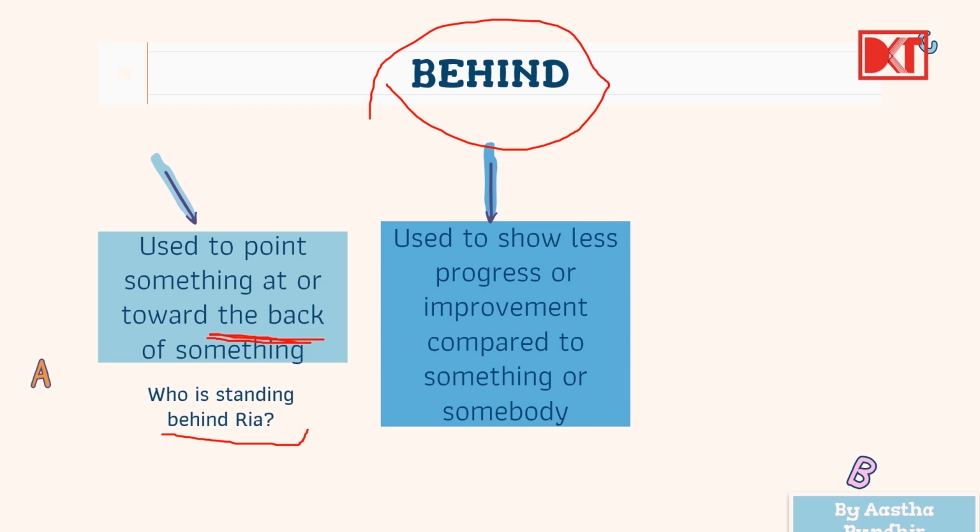Then, used to show less progress. Important is less progress. Less progress or improvement compared to something or somebody. कंपेयर कर रहे हैं और हम बता रहे हैं कि इसमें लेस प्रोग्रेस या लेस इंप्रूवमेंट हुई है. जैसे, the train is running behind schedule. स्केड्यूल नहीं, स्केड्यूल होगा यहाँ पे. Behind schedule. जो स्केड्यूल था उससे पीछे चल रही है ट्रेन.